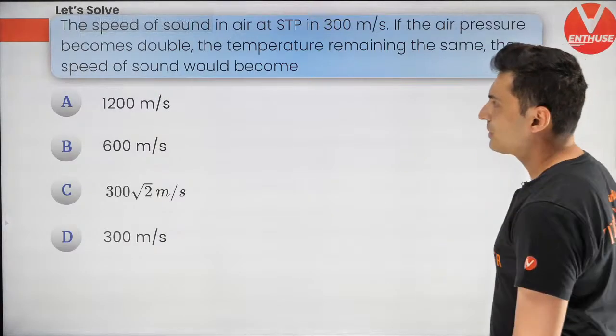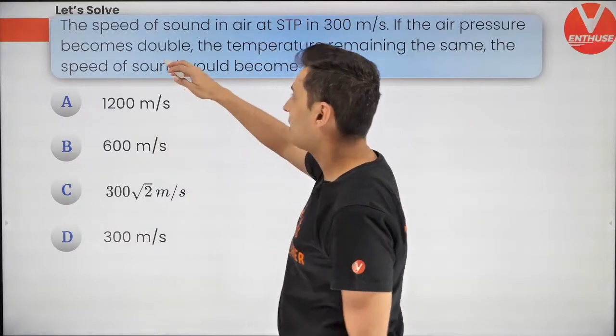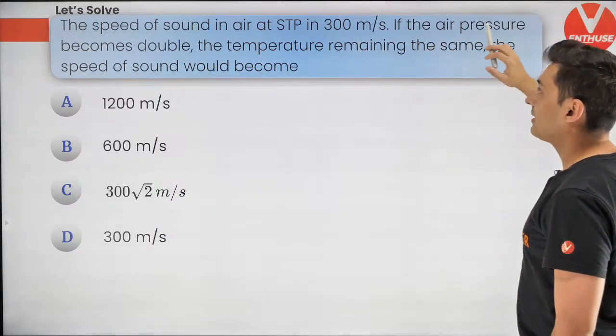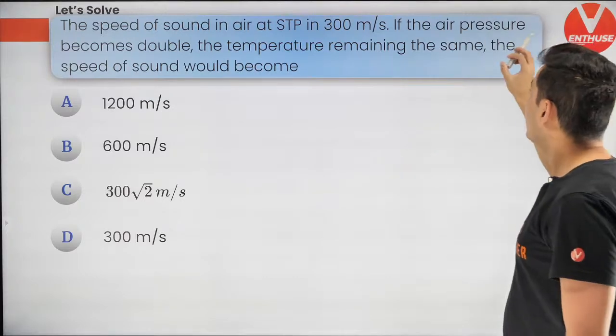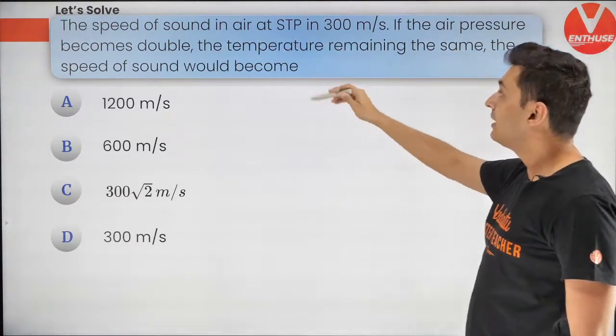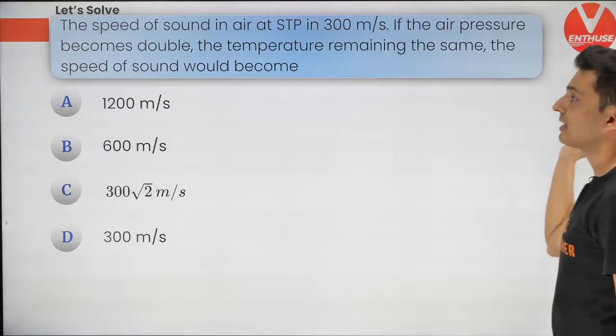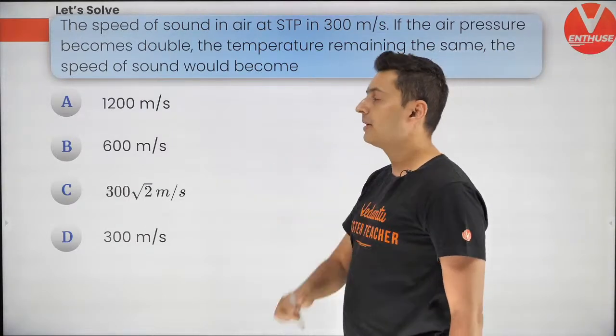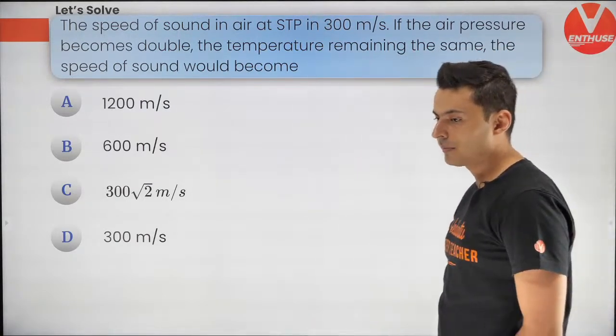Cool. Let's go to the next question. Let's see how many of you get this. All the minions out here. The speed of sound in air is 300 meters per second. If the air pressure doubles, while the temperature remains the same, what would the speed of sound now be? Come on, think about it.